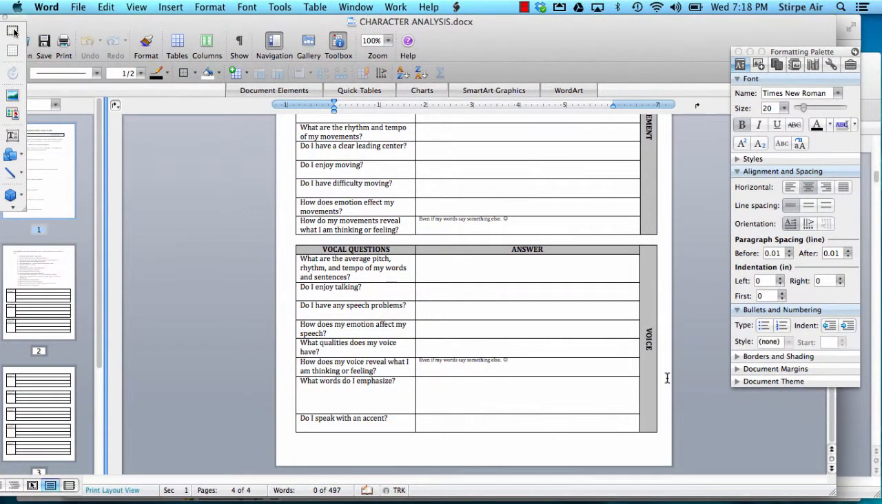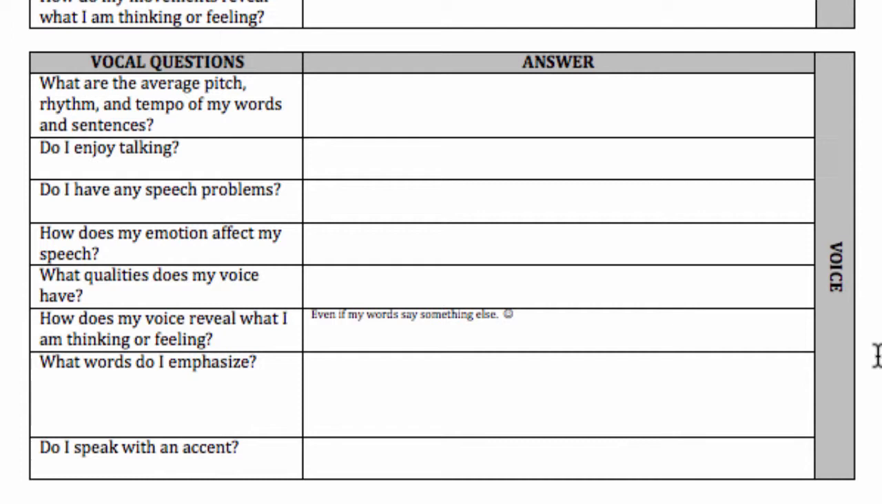Now, the next set of questions are vocal questions, voice questions. And again, characters are expressed not only in their thoughts and emotions and in their spiritual beliefs, but in their movement and their voice, the type of voice that character has. What is the average pitch, rhythm, and tempo of the words and sentences you use? Do you enjoy talking? Do you have any speech problems? How does your emotion affect your speech? We all know how we talk when we get angry. We all have a way, and for each of us it's different. What is it like for your character?